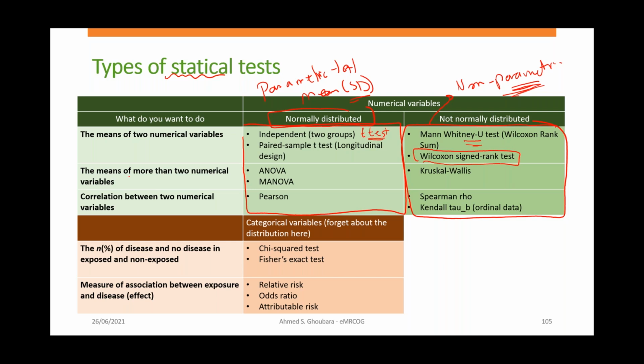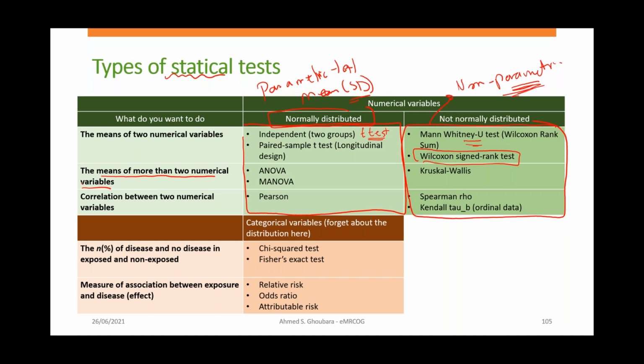So, means of more than 2 numerical variables, ANOVA. ANOVA test. More than 2 groups, ANOVA test. Just one condition, guys: if the 3 groups are normally distributed. Suppose they're not, and one of the groups is not normally distributed. More than 2 groups, ANOVA test.